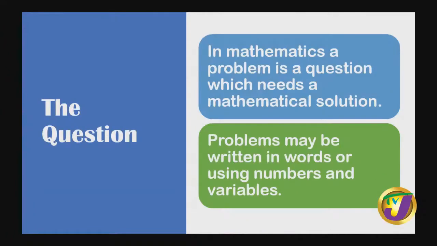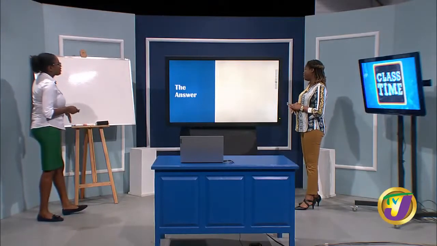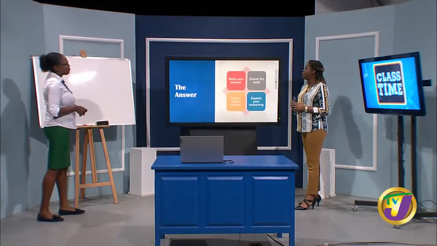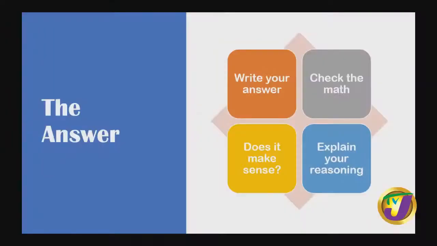Okay. So obviously when we're looking at the question, if there's a problem, then the problem needs to have a solution, right? So sometimes the questions may be written in words or using numbers and variables. Whether words or numbers, still a problem. When you get to your answer, you have to make sure you write your answer, because sometimes we keep the answer in our head and forget to write it on paper.